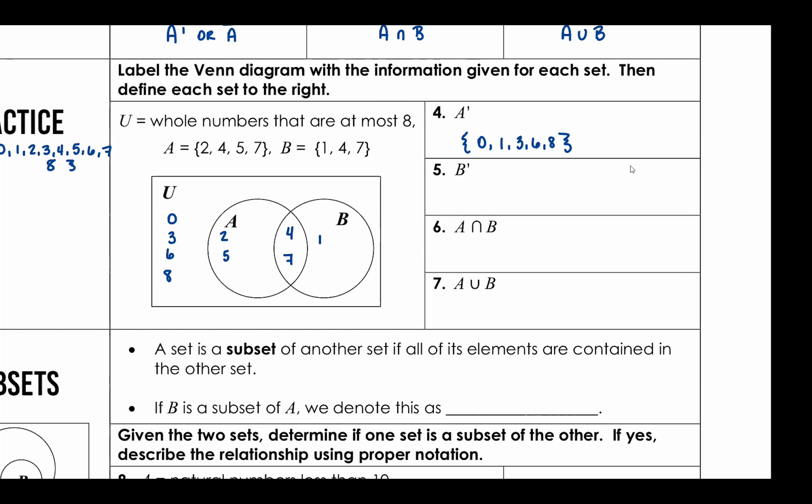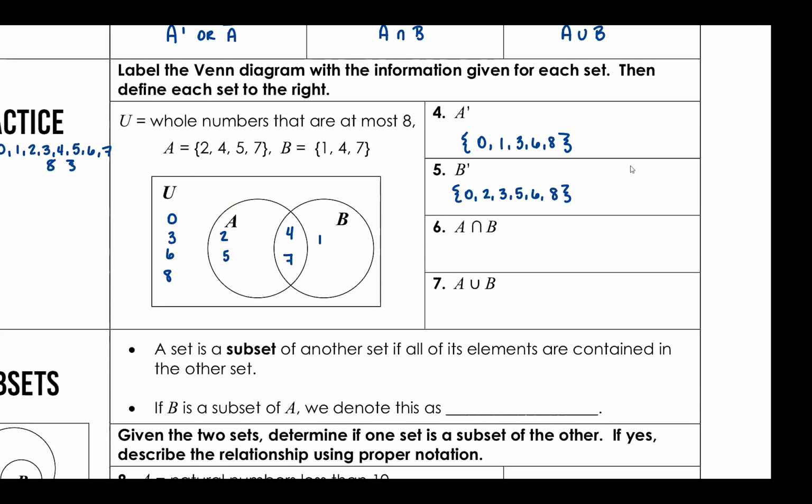How about the guys that are not in B? So now we've got 0, 2, 3, 5, 6, and 8. So if I was shading, I could say it's all of these guys and all of those guys. If I was shading, that's what it would look like.